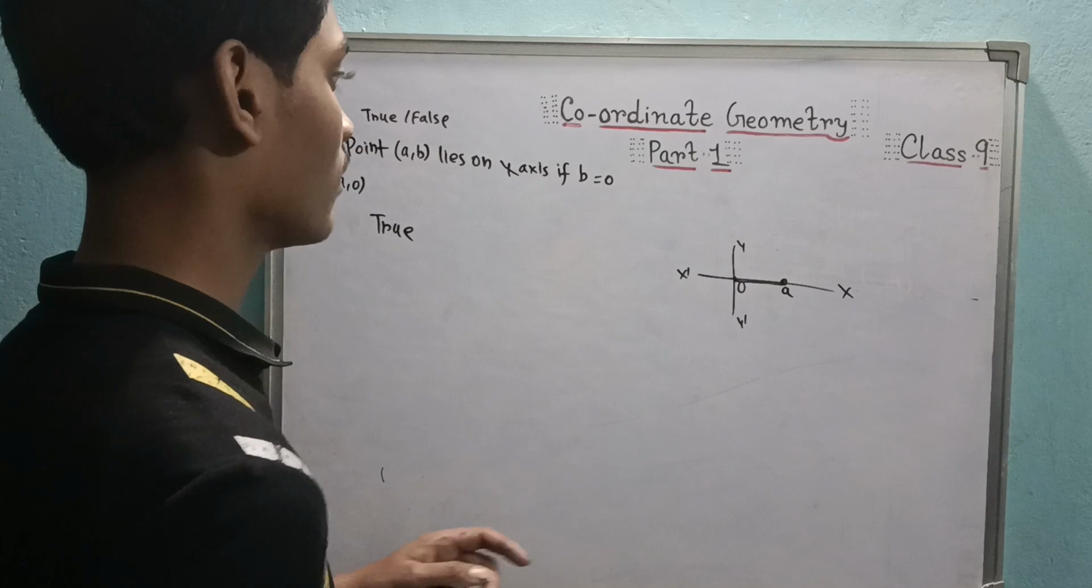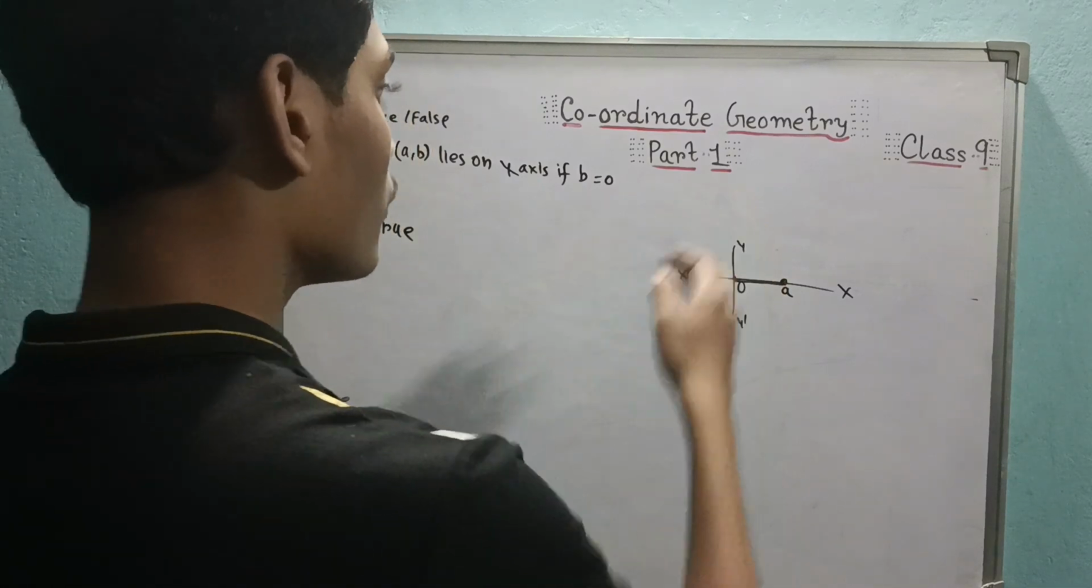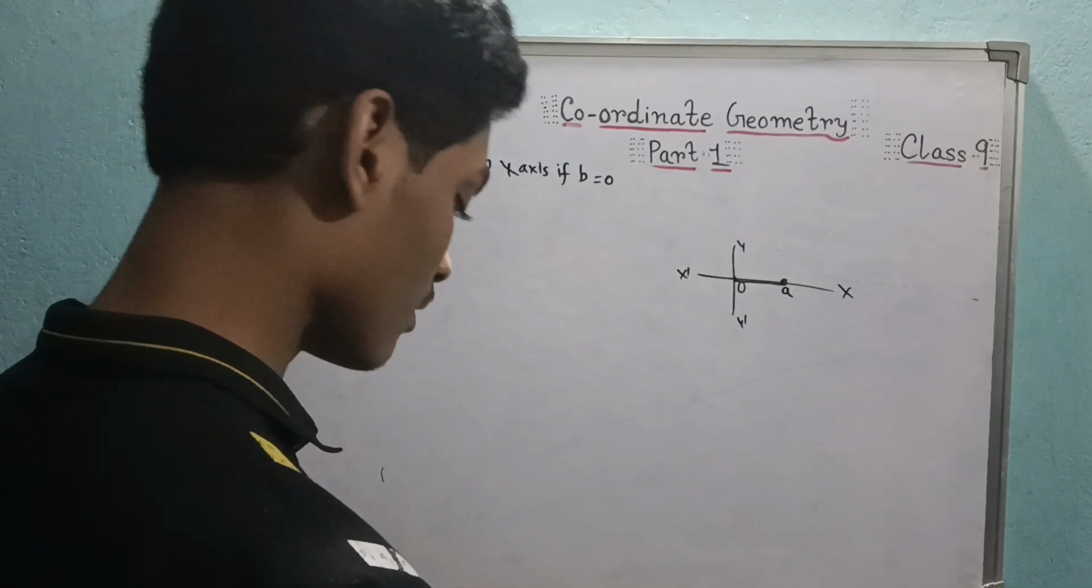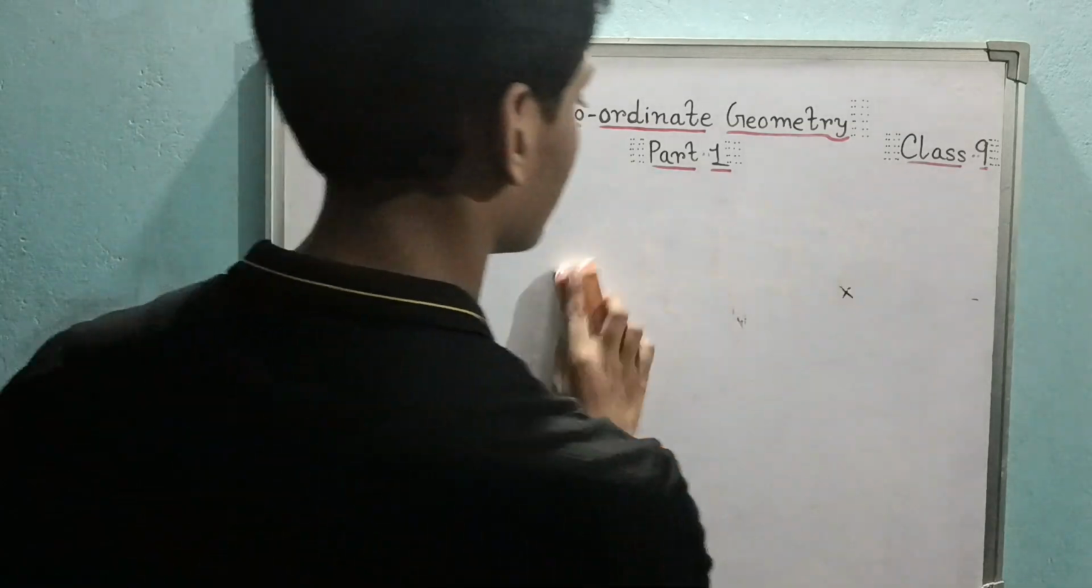Now understand this. B, the ordinate, is 0. Ordinate 0 means y-axis 0. That means x-axis present. That's it. Now let's move on.